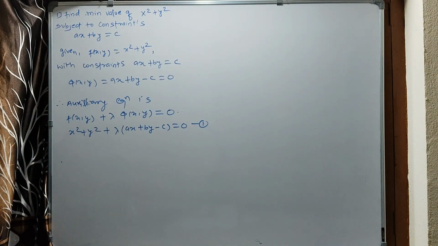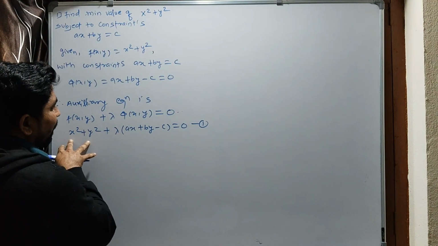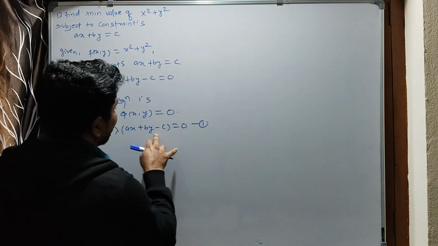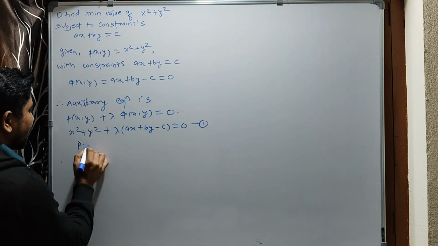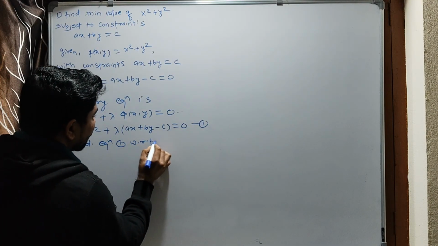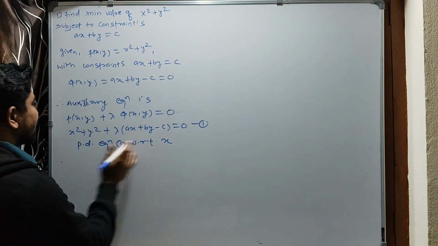Now partially differentiate equation 1 with respect to x and y. Here I have only two variables. Lambda is a constant, the Lagrange's multiplier, and x and y are the variables. Therefore, partially differentiate equation 1 with respect to x, keeping y as a constant.